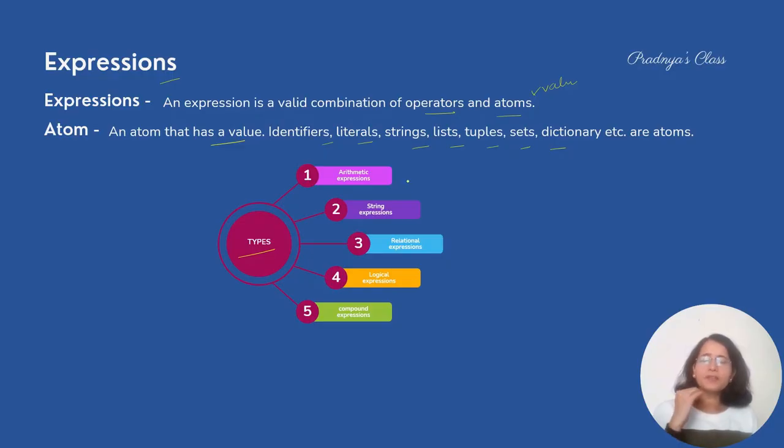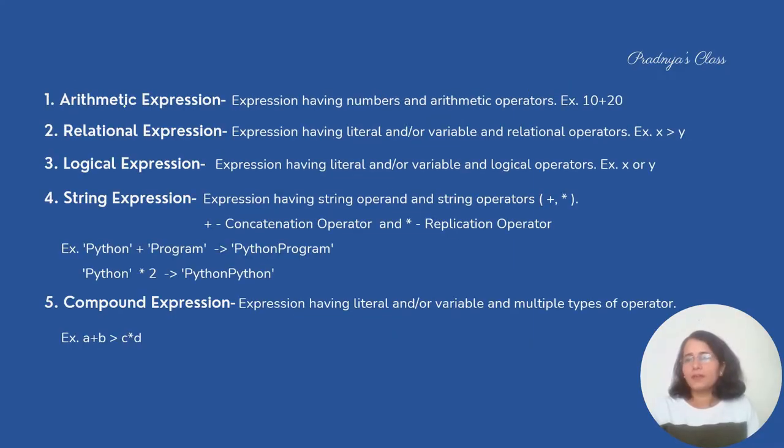So here are the 5 types of expression. First is arithmetic expression. The second one is string expression. Third is relational expression. Fourth one is logical expression. And the fifth one we have, that is compound expression. Let's try to understand these expressions in detail. The first type of expression is arithmetic expression, the expression which is having arithmetic operators and some numbers or variables. So 10 plus 20 is an example of arithmetic expression. It is having arithmetic operators and some literals, or it can be some variables also.